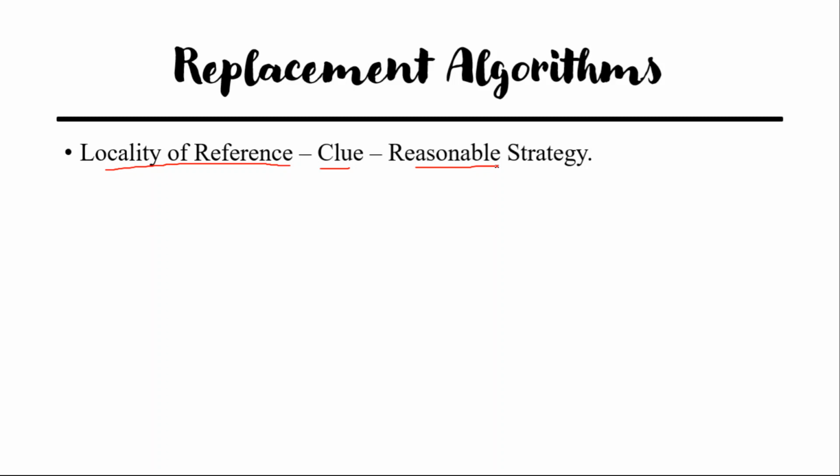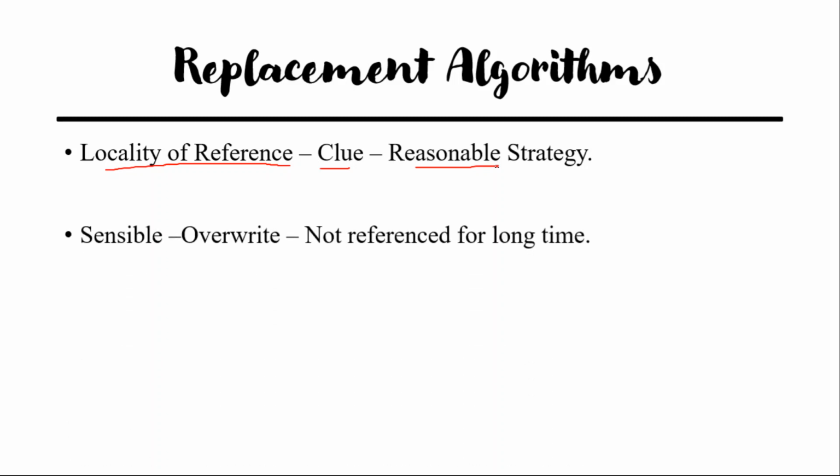So the temporal locality of reference says that whatever block you have recently accessed, it is highly likely that you will access it again. And whatever block you have recently accessed, it is highly likely that the neighboring blocks may also be referred by the CPU in the near future.